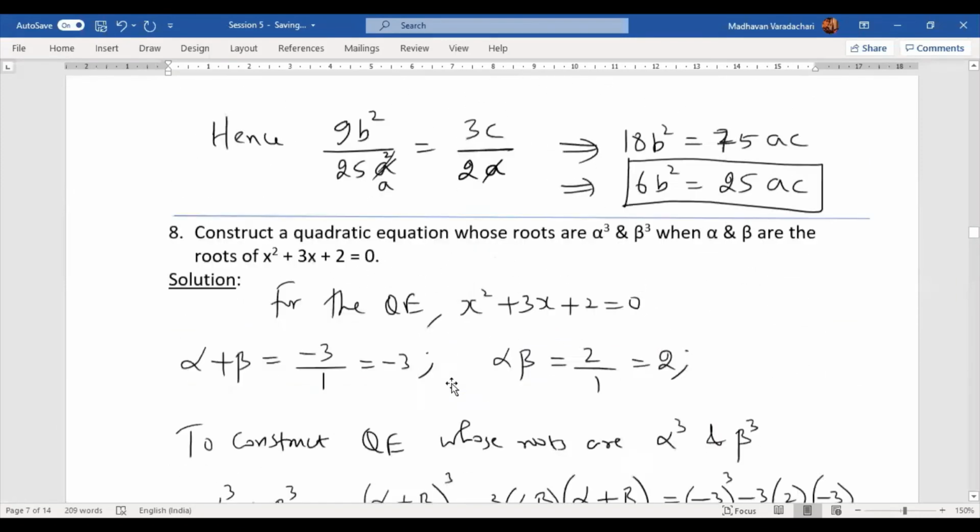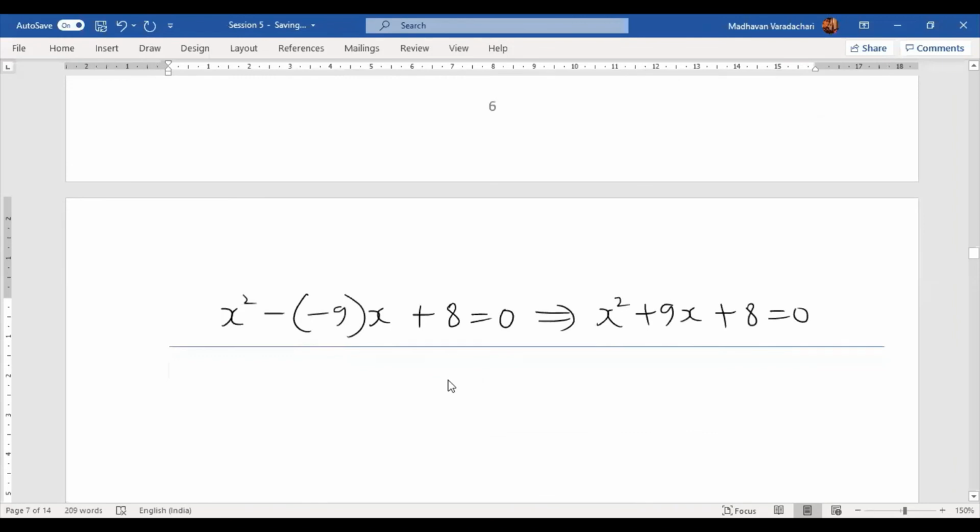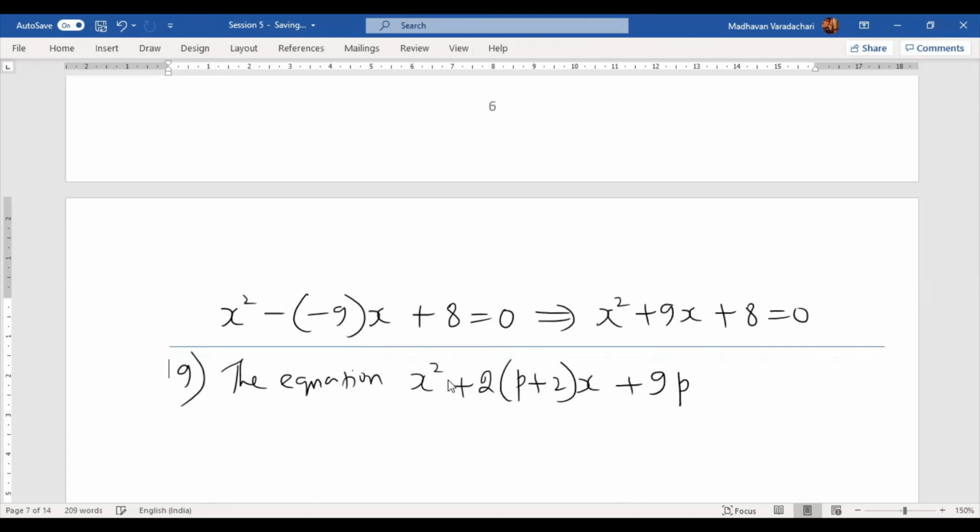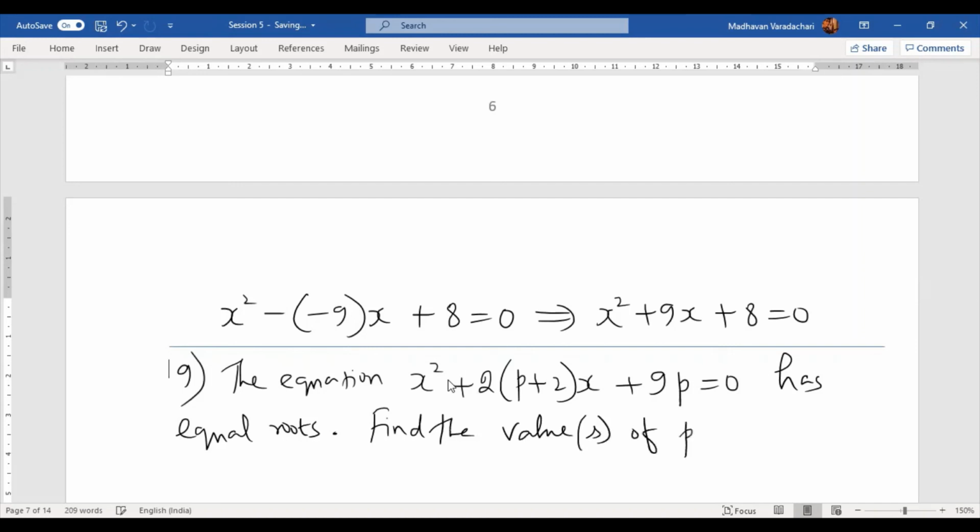I will write the next question as the ninth question. Ninth question: the equation x square plus 2 times p plus 2 times x plus 9 times p equal to 0 has equal roots. Find the value or values of p.